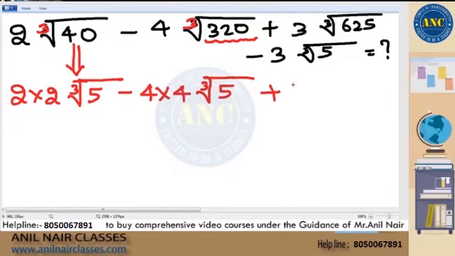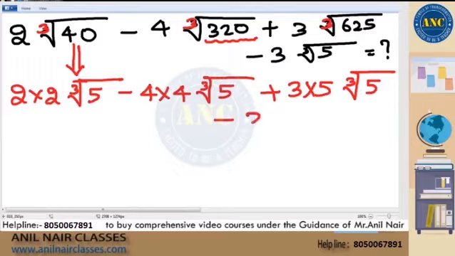Cube root of 625. So this is 3 times, 125 into 5 is 625. Cube root of 125 is 5. Take it outside. You are left with another cube root of 5. Minus the last term, 3 times cube root of 5, which I cannot simplify further.